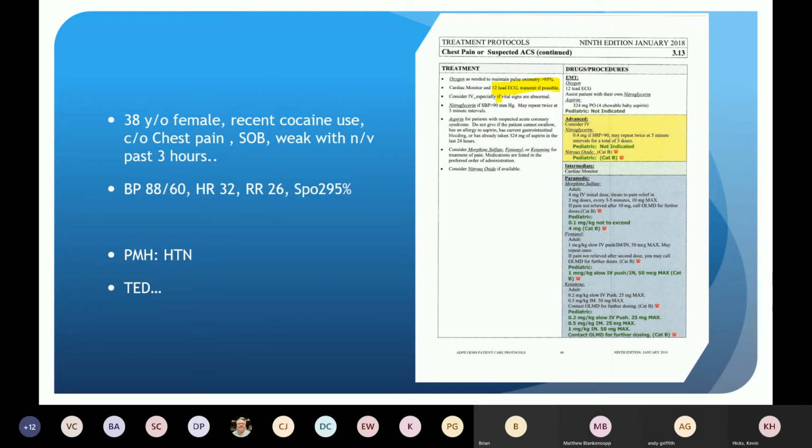All right. First case, 38-year-old female. This is one from about a week ago. Recent cocaine use, has complaints of chest pain. She is short of breath. She's weak, nauseous for the past 3 hours. Initial vital signs by first responders: she was hypotensive at 88/60. Heart rate was slow at 32. She was breathing about 26 times a minute, and the SATs were running about 94, 95%.